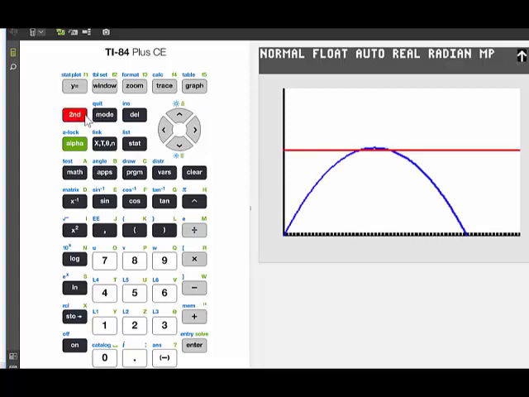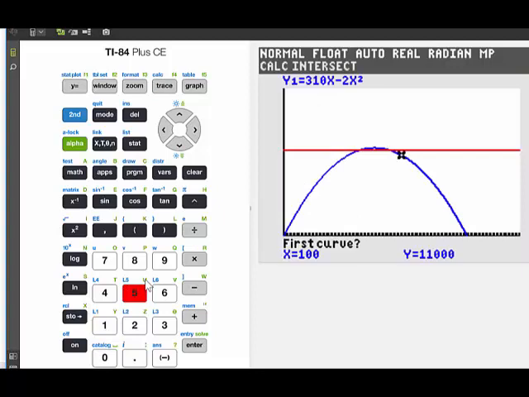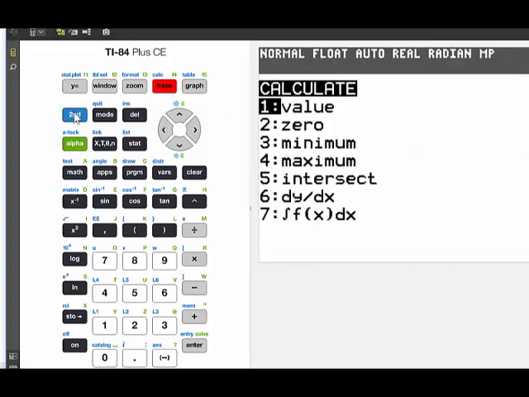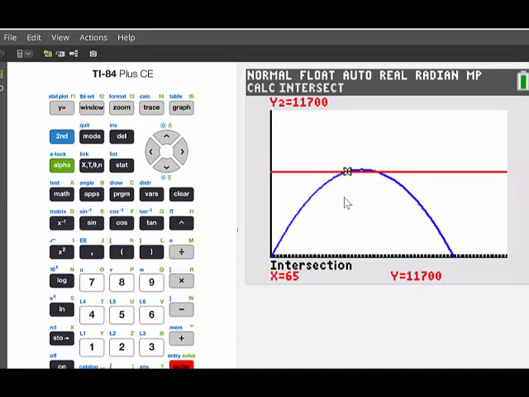Using the intersect feature, second trace, intersect is number 5, and then just hit enter 3 times. That gives us one intersection, which is at x equals 90. Then we'll do the same step, second trace, intersect, but this time scroll to the left of the vertex and hit enter 3 times. And we see that 65 is the other x value.